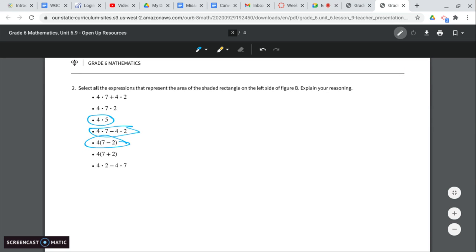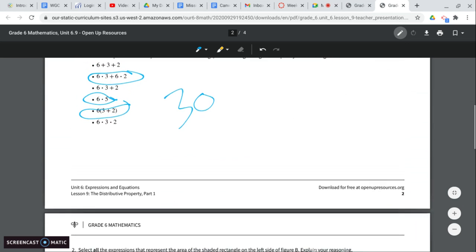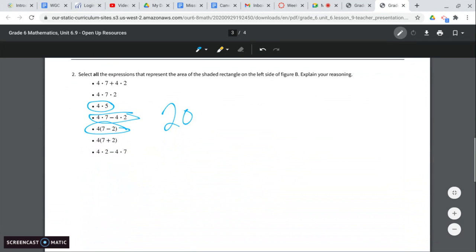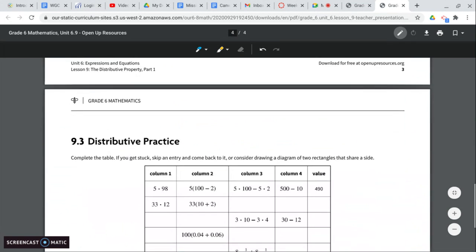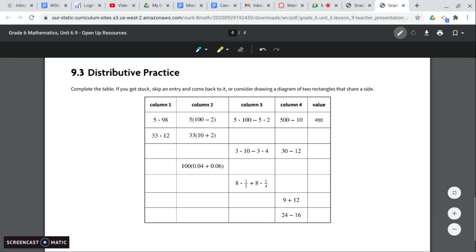So all of those equal 20. All of the ones up above are going to equal 30. So remember your order of operations when we do these. All right, so distributive practice. Complete the table. If you get stuck, skip an entry and come back to it, or consider drawing a diagram of the two rectangles. So your keyword for this lesson is distributive.